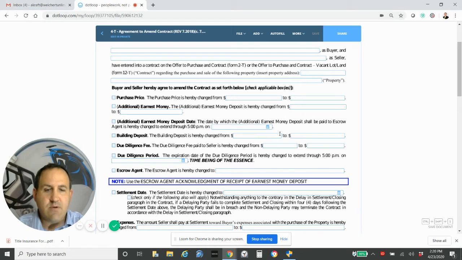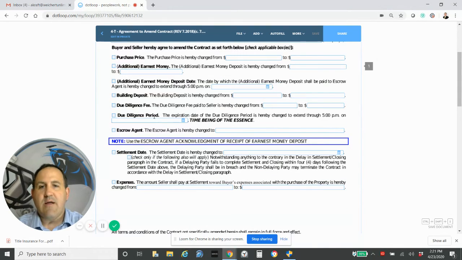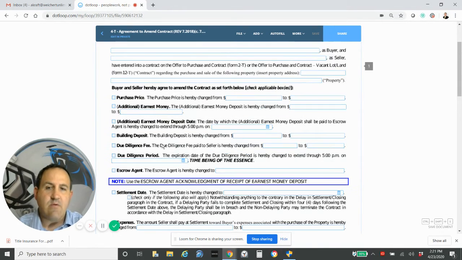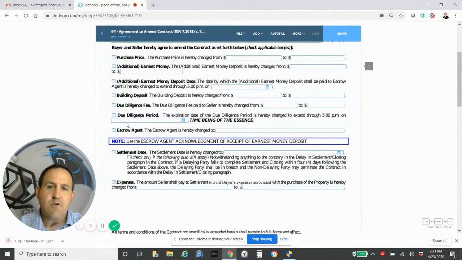If you're changing the earnest money deposit, the due diligence fee amount, or the due diligence period, that's used an awful lot. And we're changing it from today and adding a week to it. So the new date goes in there, right?